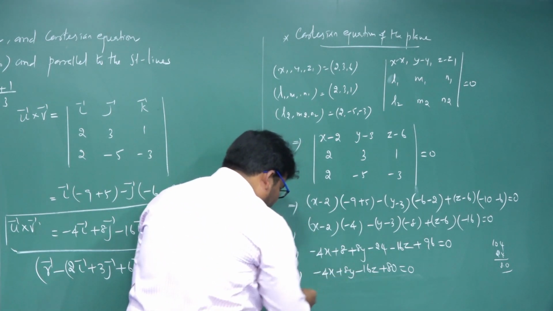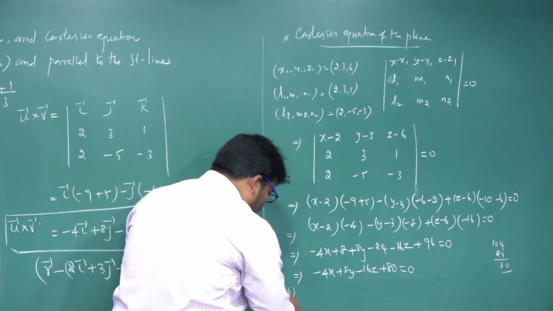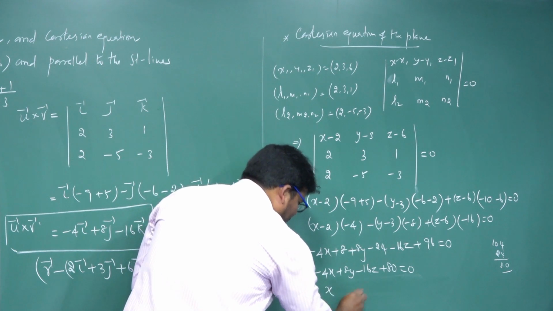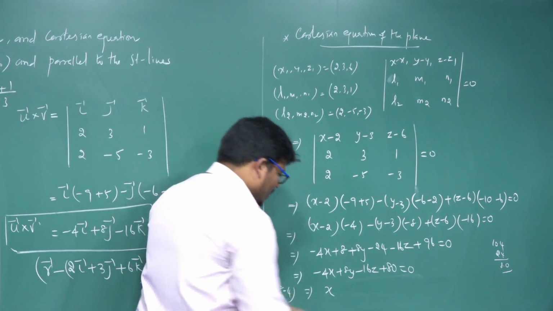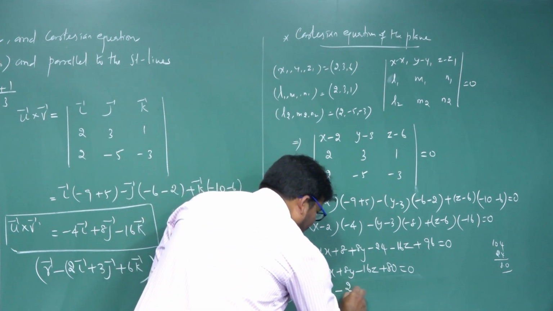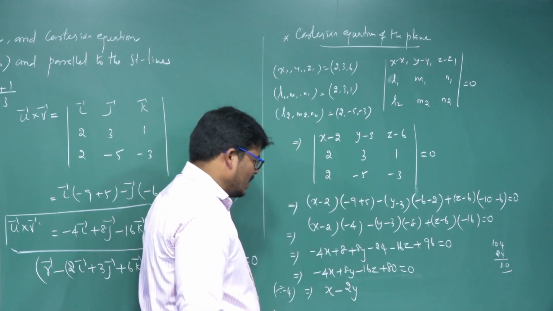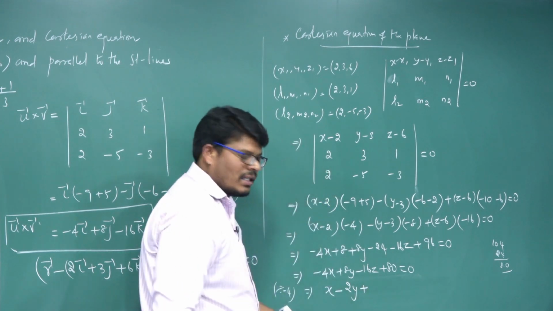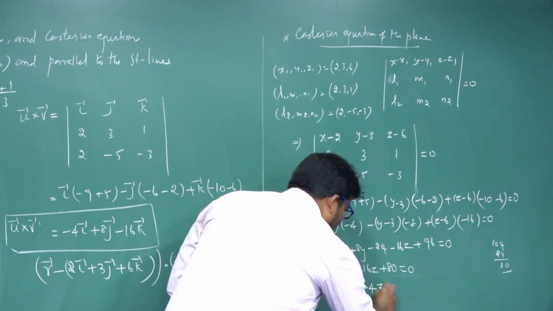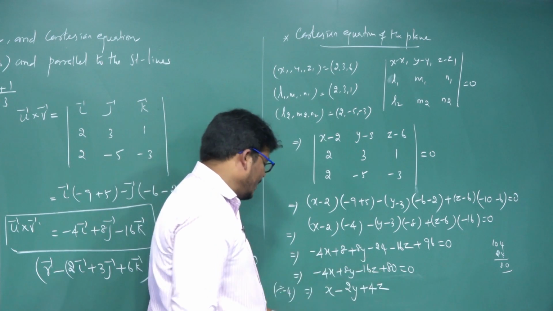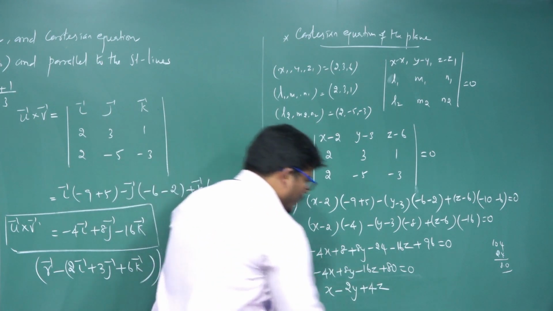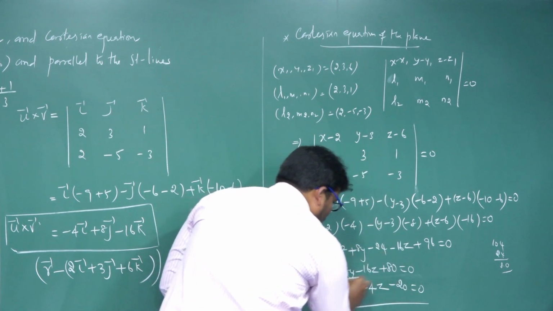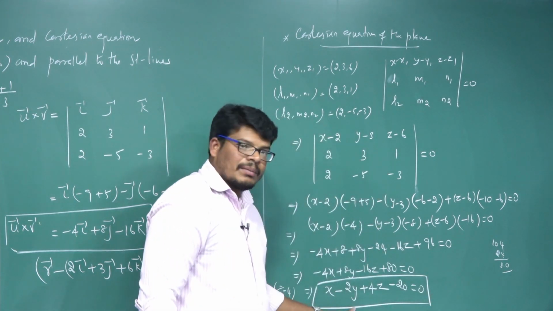This equation is divided by minus 4. That implies x, 1 fours are 4, x minus 2, 4 twos are 8, minus 2y. Next, plus 4z, 4 fours are 16, 4z. Next, 80 divided by minus 4 is minus 20, equal to 0. Here is the Cartesian equation of the plane.